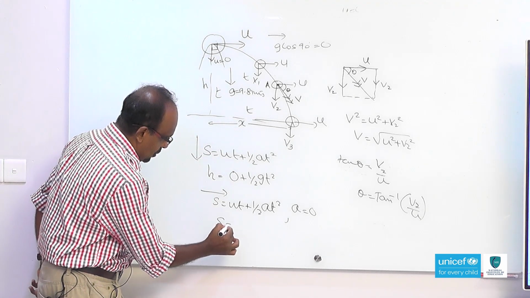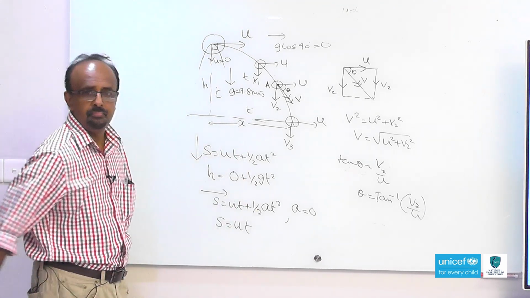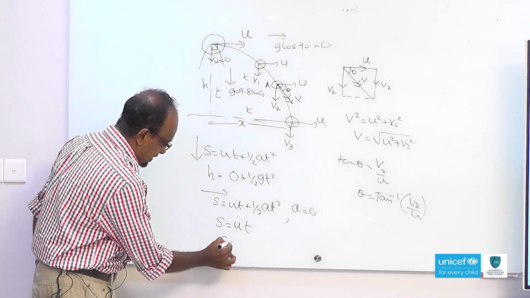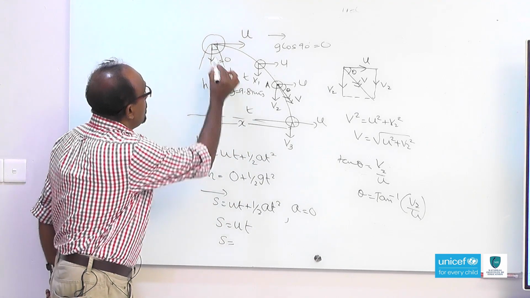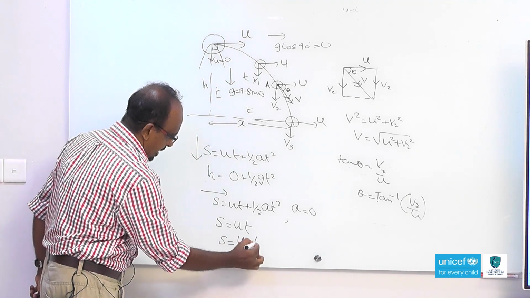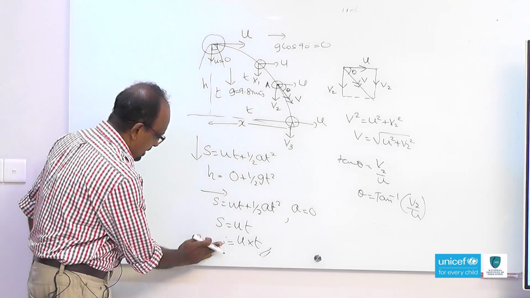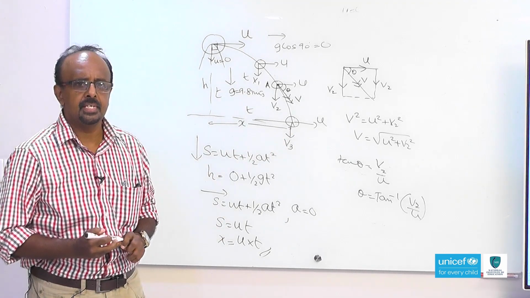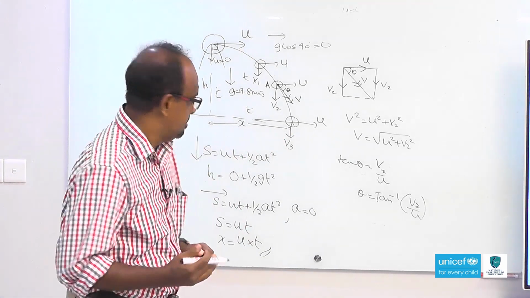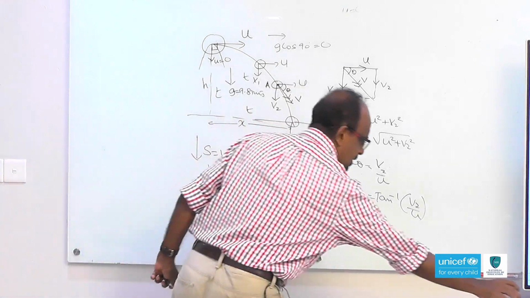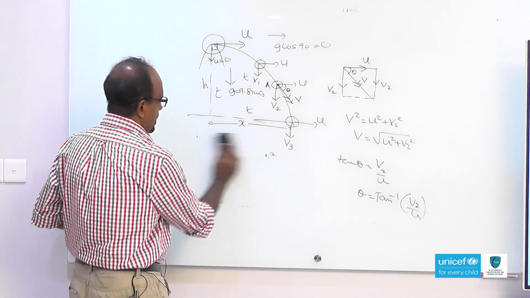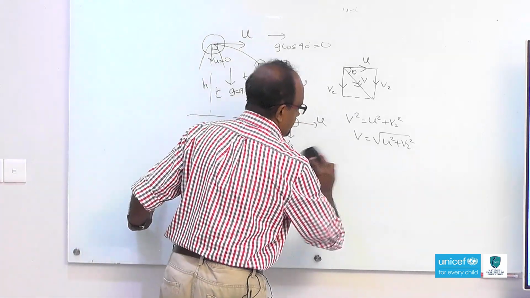So s is equal to ut. Acceleration will cancel out. So then we can just substitute u will be u and time will be t. So we can find the horizontal distance. We call this horizontal distance the horizontal range. Right. This is one type of projectile motion.